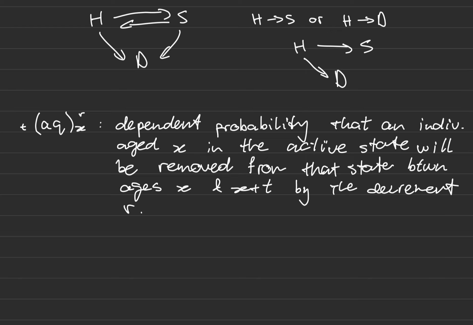Okay, so this is the probability that, for example, if we used this r here to be an S there, where it's the person becoming sick and the decrement is sickness, then it's the probability that when this person leaves the healthy state, it will be to the sick state, and that will be between time x and time t. Okay, so the probability that a person that's now aged x in this active state will be removed from that state by the decrement of sickness, between the ages x and x plus t.